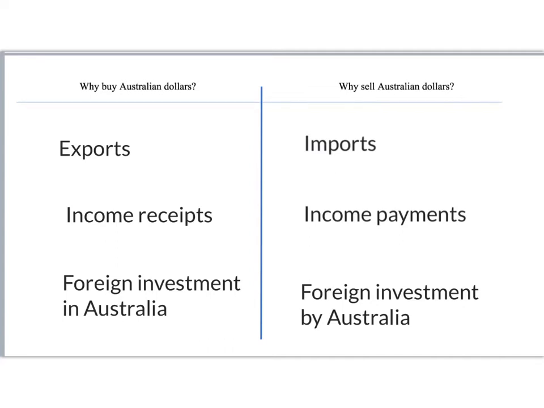And thirdly, foreign investment by Australia. If an Australian company decides to buy an overseas company, well, they have to buy the local shares, they need to get the foreign currency, and that means they have to supply Australian dollars. And again, all supply of Australian dollars can be categorised into one of these three groupings here.